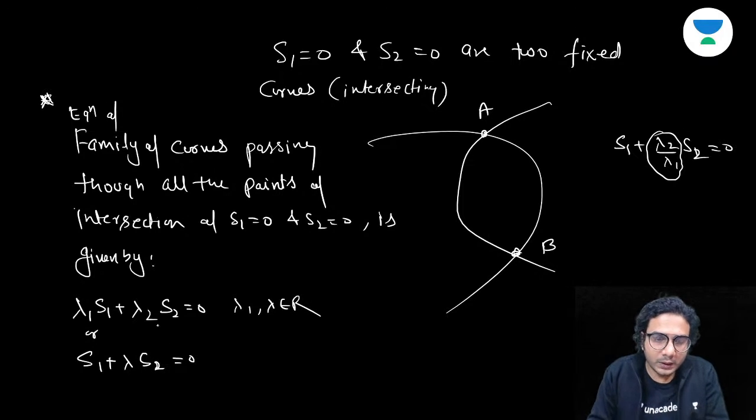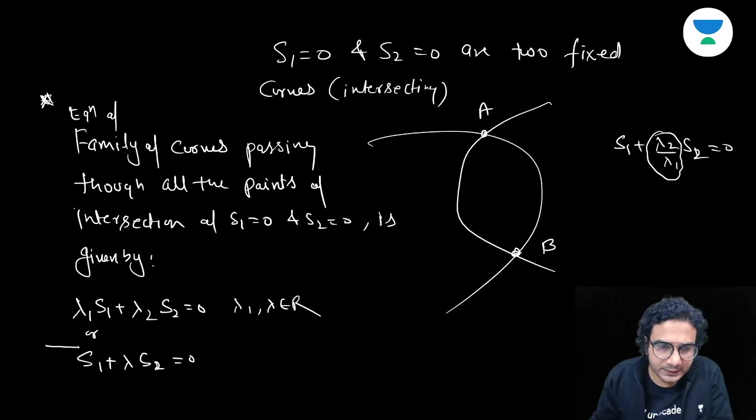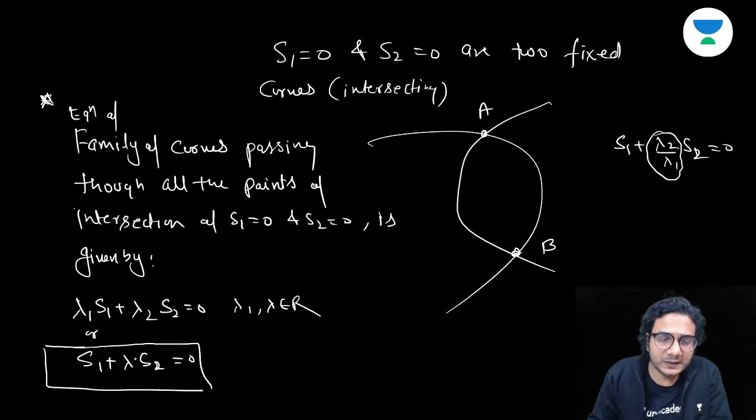When you add two curves by multiplying them with some parameters, lambda 1 and lambda 2, you get a new curve, and this represents an infinite number of curves. If you put lambda equal to 1, it will be S1 plus S2 is equal to 0. If you put lambda equal to 2, it will be S1 plus 2 S2. For different values of lambda, it will be a different curve. But listen to this carefully: for all values of lambda, S1 plus lambda S2 always passes through the points of intersection of S1 and S2, that means A and B.